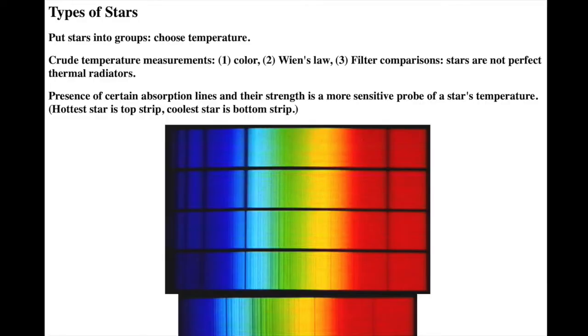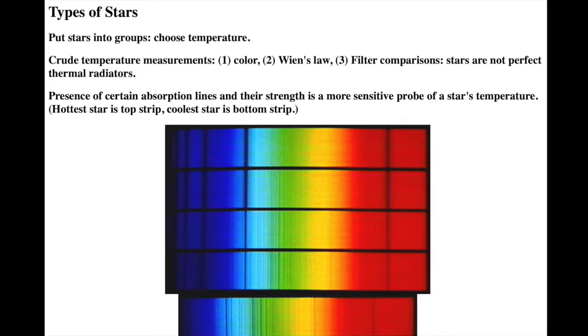Next slide. This slide is about grouping stars based on the easily measured intrinsic property of their temperature. We've already looked at the crude temperature measurement methods: the color, Wien's law, and filter comparisons. These give only rough measurements because stars are not perfect thermal radiators, so they don't produce perfect thermal continuous spectrums.